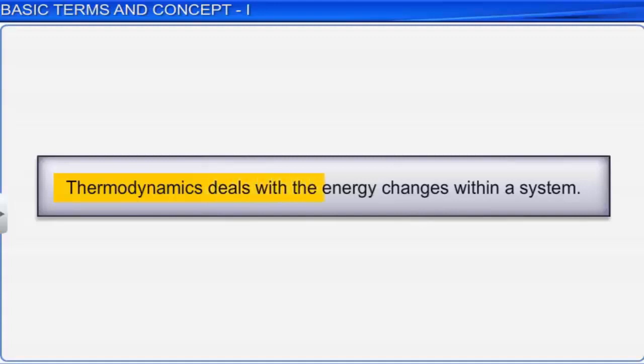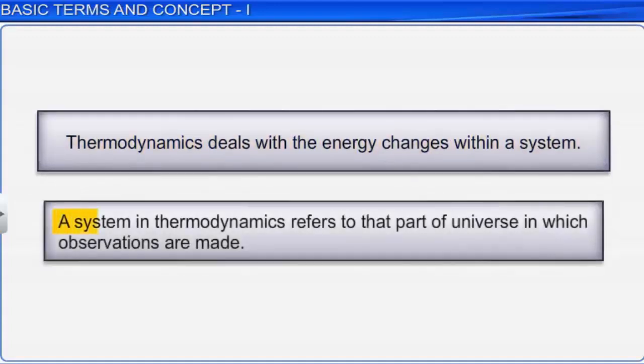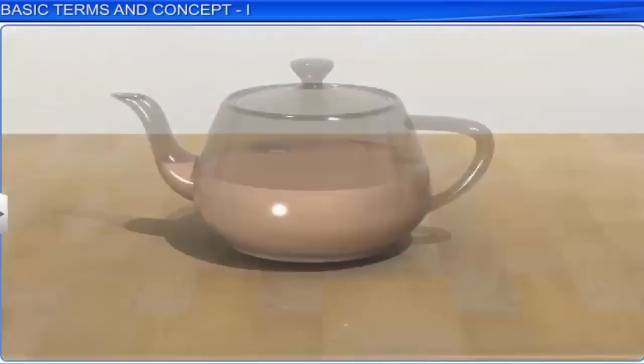Thermodynamics deals with the energy changes within a system. A system in thermodynamics refers to that part of the universe in which observations are made. For example, the tea in the teapot is a system.